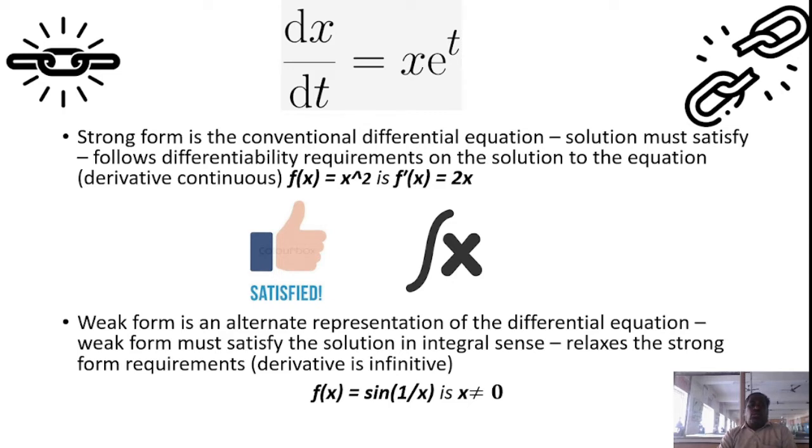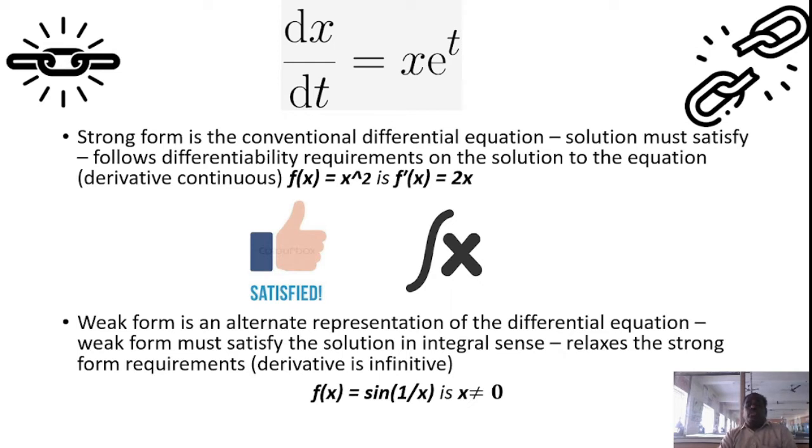Next, what is meant by weak form? Weak form is an alternate representation of the differential equation. When the derivative becomes infinite, we get the weak form differential equation. So the weak form must satisfy the solution in the integral sense. It relaxes the strong form requirements, the conditions I described earlier. To understand the weak form equation, I can explain with one example.